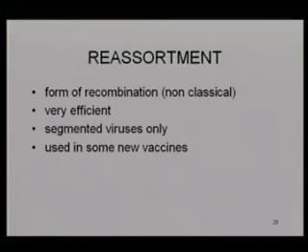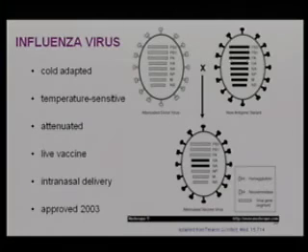And it's being used in some new vaccines. There's a vaccine that's just been approved in this country for rotaviruses and a vaccine for influenza virus that was approved about 3 years ago now. And they're both based on these reassortments. So here's the one for influenza. It's called FluMist. It's, as I say, been on the market for 2 or 3 years now.